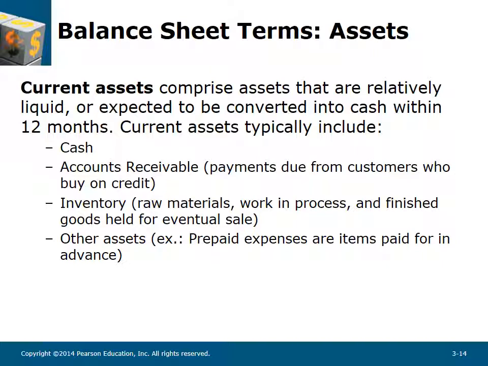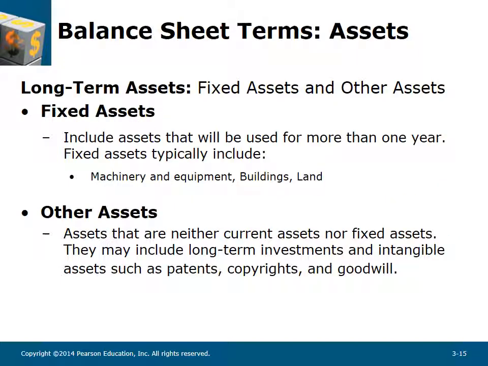Once again, current assets comprise assets that are relatively liquid or expected to be converted into cash within 12 months. Long-term assets we're going to be using for more than 1 year. You could tell this is an old timer here because they call this section fixed assets. The newer term is plant assets. Other assets are neither current nor plant or fixed assets.